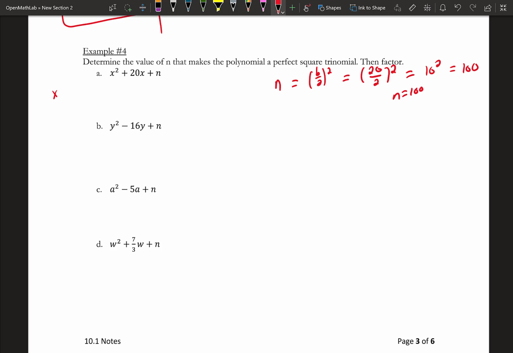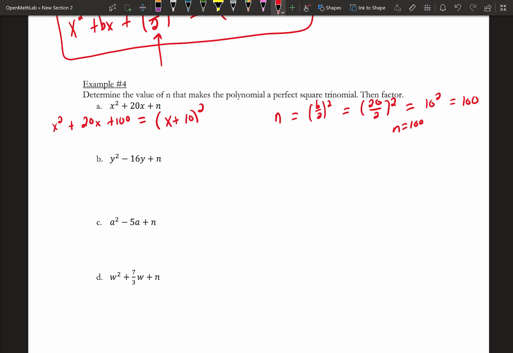So if I fill that in, then this is going to be equal to x plus 10 quantity squared. All right, so remember, b divided by 2 is going to go here, right?